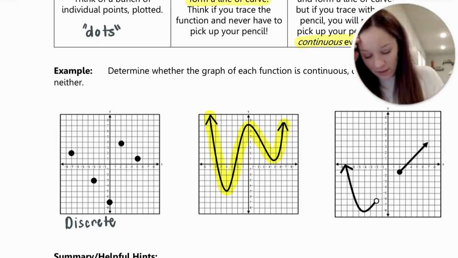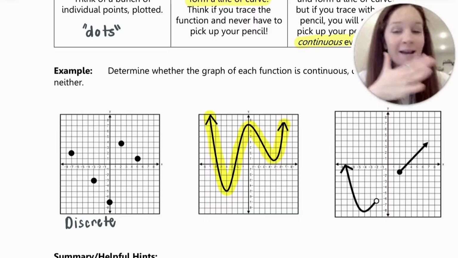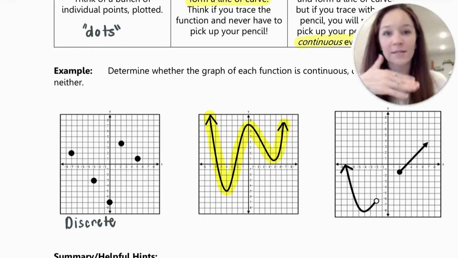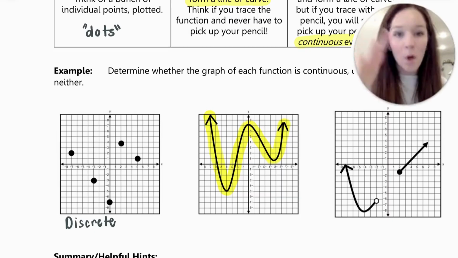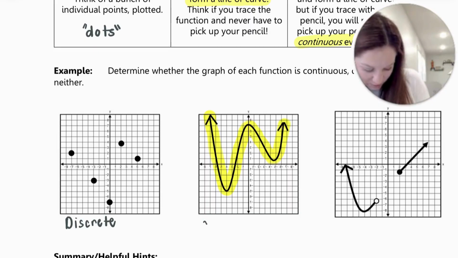I'm going to start on the left, and I'm going to trace it with my pencil. Hopefully you can answer, did I ever have to pick up that yellow to get to another part of the graph? The answer is no, that yellow connects everywhere. That entire graph, when I traced it with my yellow highlighter, I never picked up my pencil till I got to the end of that arrow. When I never pick up my pencil, it's one curve or line. That is continuous.